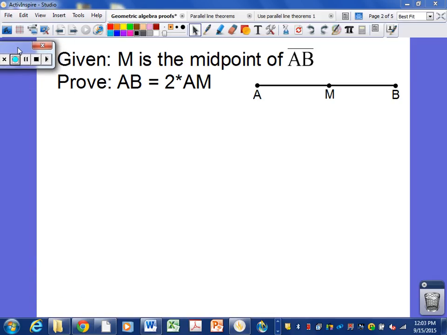Okay, so in this problem we're given that M is the midpoint of a segment, and we're asked to show that the entire length is 2 times part of the segment there. Okay, so we're going to set this up in your standard 2-column proof with statements on the left and justifying reasons on the right.